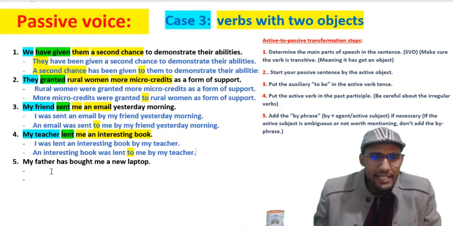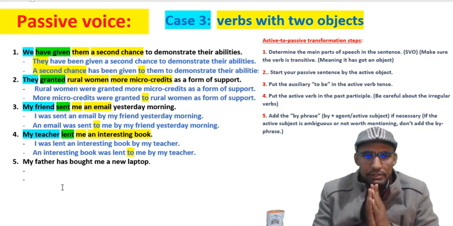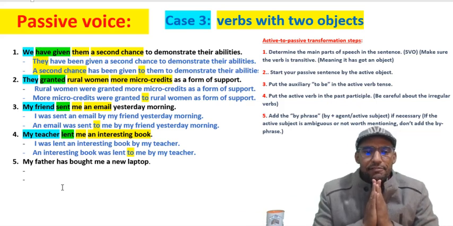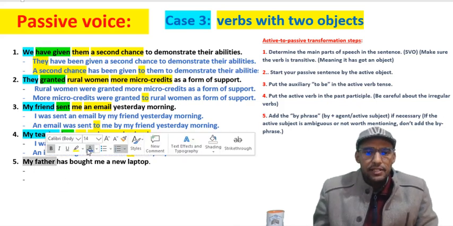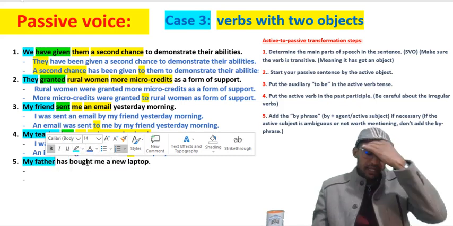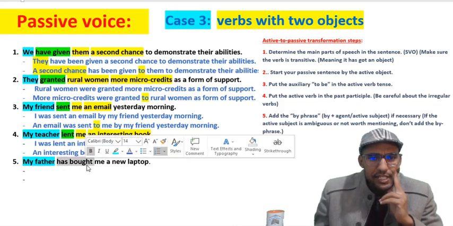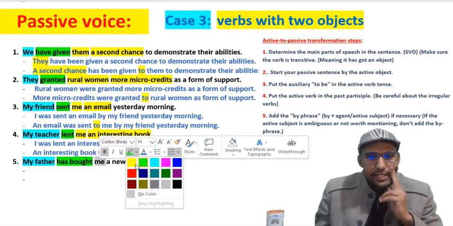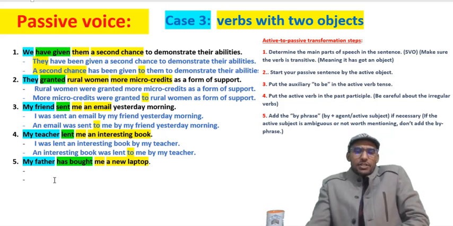Okay, the last case, guys, another example here, number 5. My father has bought me a new laptop. In an American way, we say has bought me directly, right? Okay, my father has bought me a new laptop, right? So here again, my father, this is the subject. And then we have here has bought. This is the verb combination. And then we have me, right? This is the indirect object, and then a new laptop, this is the second or the direct object, right?